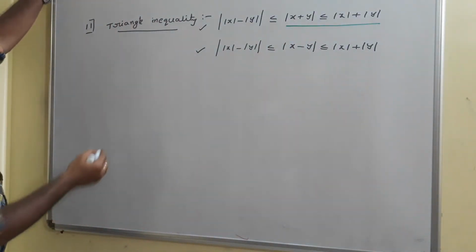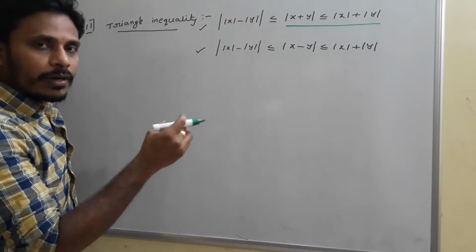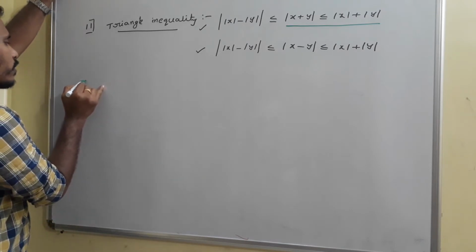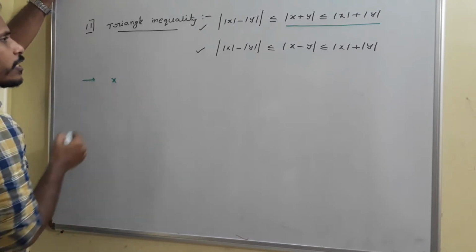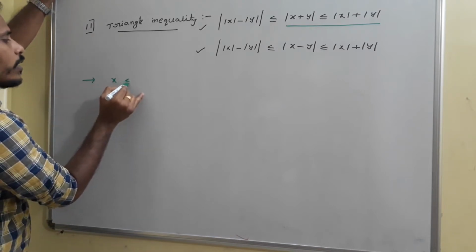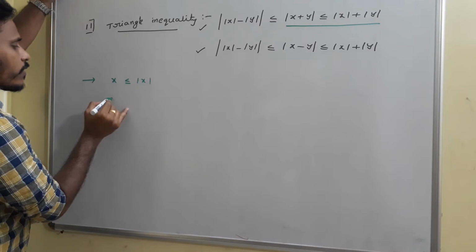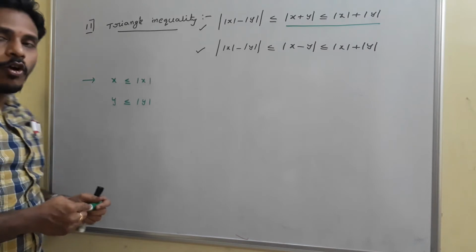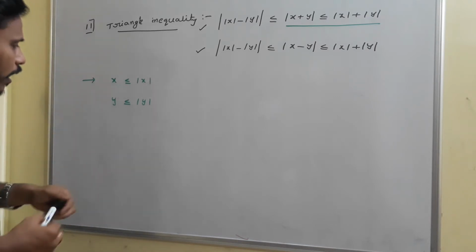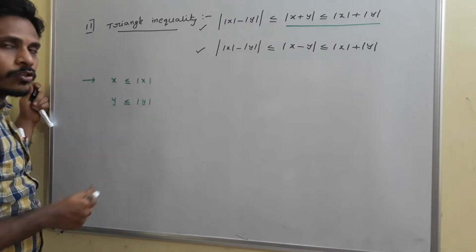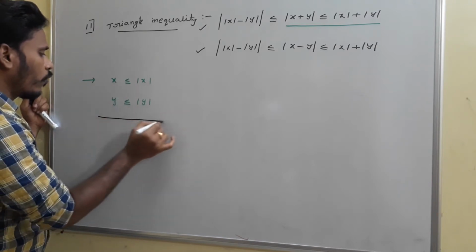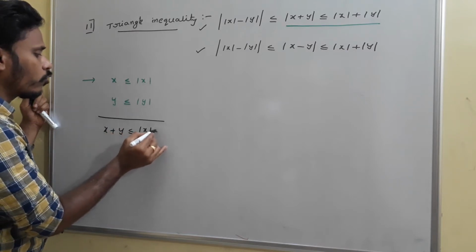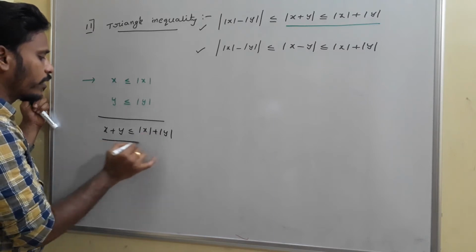And for that, we are going to solve the problem in different parts. Step by step, part by part we need to prove. Right, the first thing is, just have a look. As we mentioned in the last class, x is always less than or equal to mod x, as well as y is always less than or equal to mod y, irrespective of the sign of x. It may be positive and it may be negative. For sure, x is less than or equal to mod x and y is less than or equal to mod y. If you add these two, you will get that x plus y is less than or equal to mod x plus mod y.